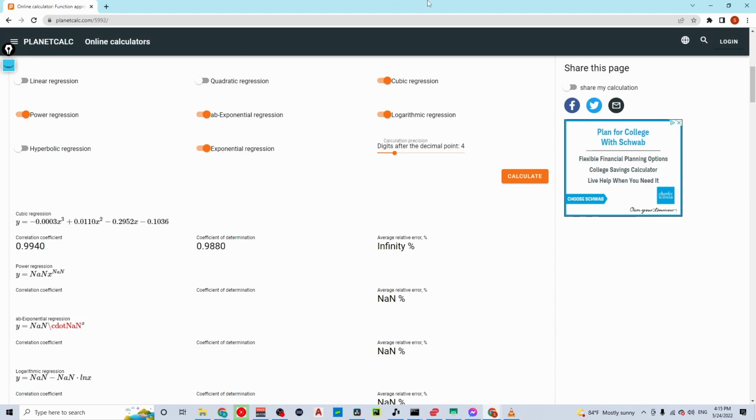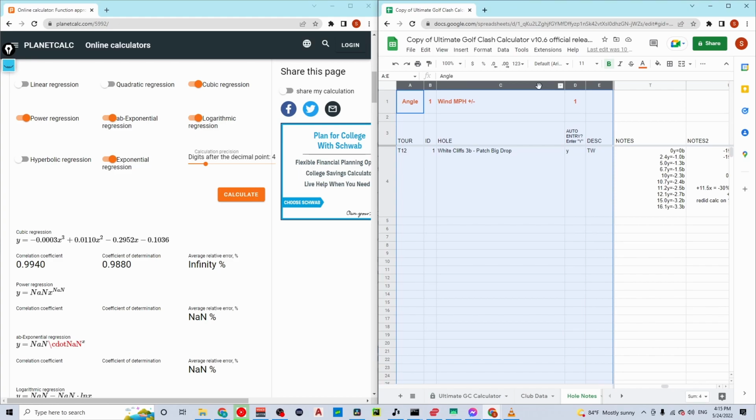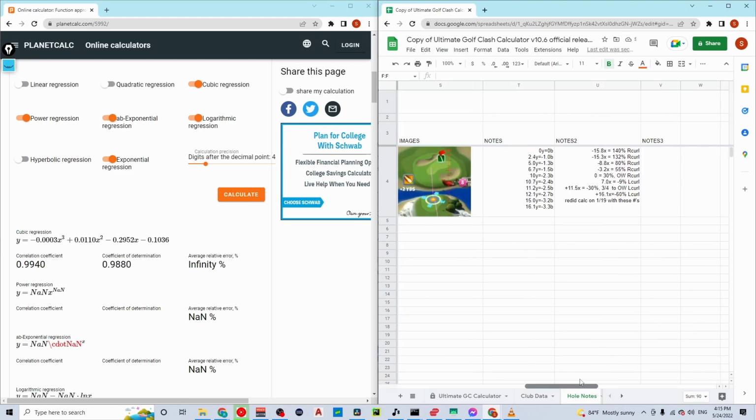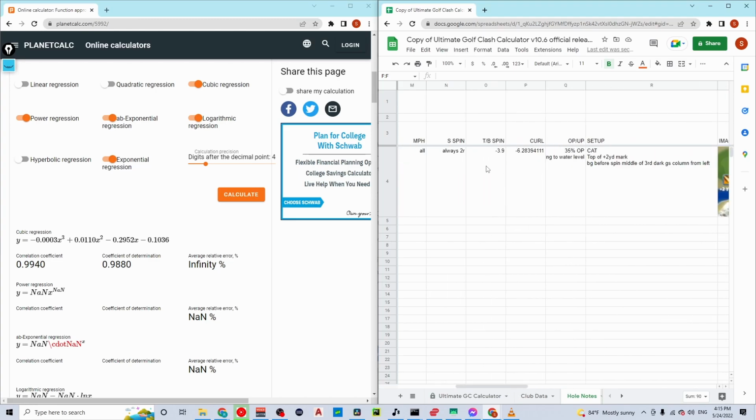So let's put this on the side to make that a little easier to see. Let's go to the calculator side. How can I get rid of this? Let's hide this. Okay, so say we wanted to put it right here in the top spin, backspin information. So I'll just erase that.